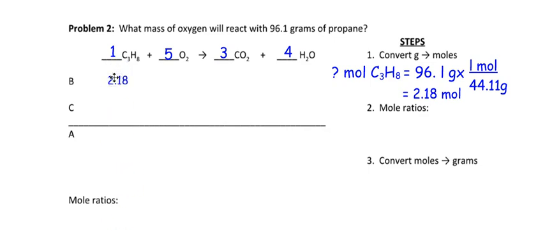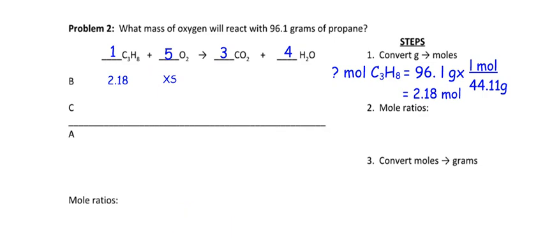Now let's finish off the rest of the BCA. How much oxygen do I start with? I probably have a huge room full. I have as much as I need. How do I know I have as much as I need? Because they didn't tell me how much I have. So if you ever have a situation where they tell you one of your reactants but not the other one, assume your other one is in excess.